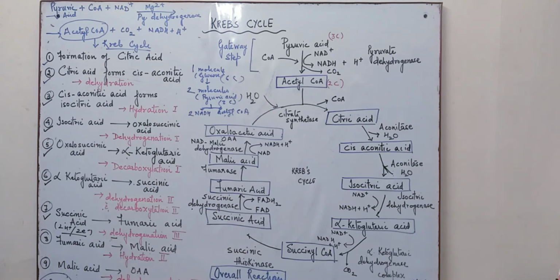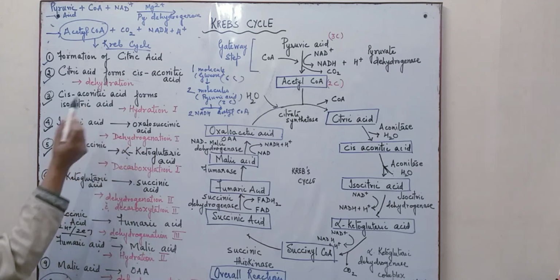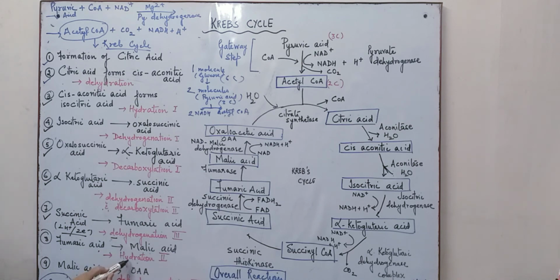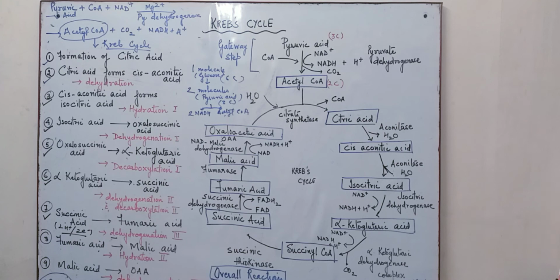In the next step, that is the eighth step, the fumaric acid undergoes hydration. The first hydration took place in the third step. Now, in the eighth step, the hydration of the fumaric acid takes place, and as a result, malic acid is formed. This reaction is guided by the enzyme fumarase.